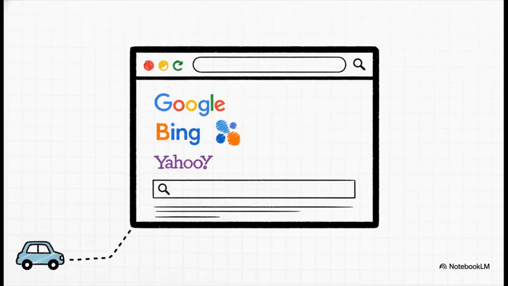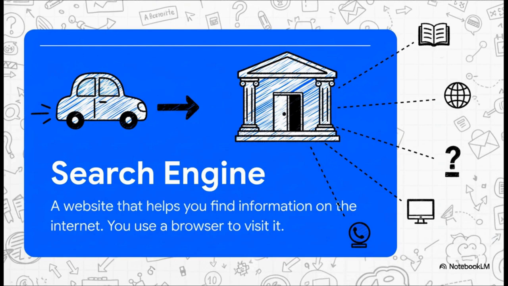Now, these are the search engines. Of course, Google is the big one, but there's also Bing, Yahoo, and others. The most important thing to get is that these are not apps on your computer. No, they are websites that you visit using your browser. So, a search engine is a special kind of website. You see, its one and only job is to help you find other websites. So, you get into your car, which is your browser, and you drive to the library, the search engine, to find out where the information you need is located.